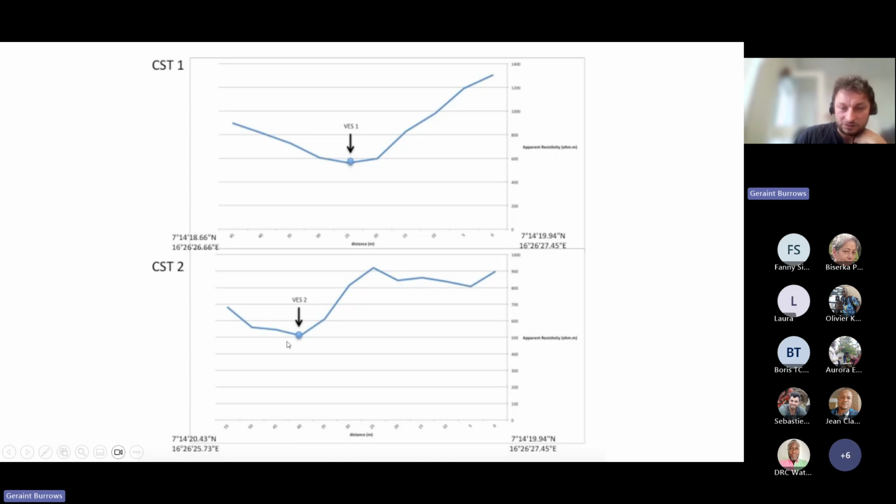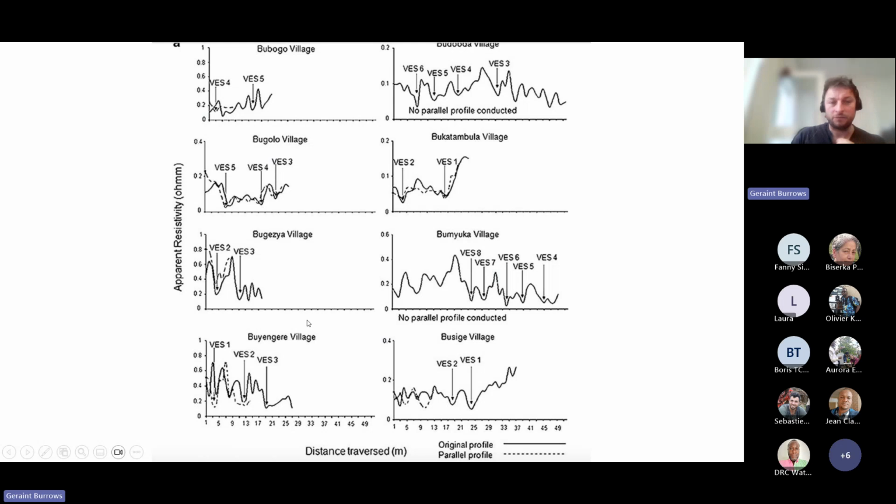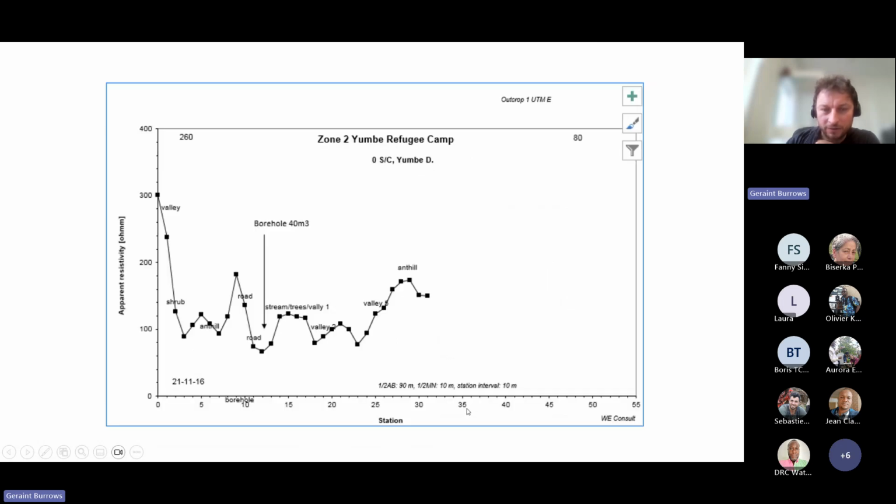And similarly, this is the low point for this traverse, and so the vertical electrical sounding would be carried out here. I've got other examples very similar. This is a different survey carried out, which is in the literature, and you can see that they're putting their vertical electrical soundings at the low points within their constant separation traverses. And then here's an example from Yumbe refugee camp, where this is where the borehole was ultimately drilled in this traverse, and that was successful.